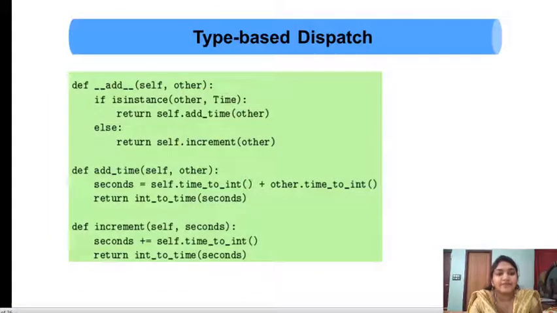Next, coming to type-based dispatch. Here I am taking self and other, with add_time and increment. Whatever we need, we define these statements to perform type-based dispatch. Whenever we define the add function, self and other parameters are passed, and we define a condition based on isinstance. If other is a Time, it will return self.add_time(other). Else, it returns self.increment(other), with whatever parameter is given.